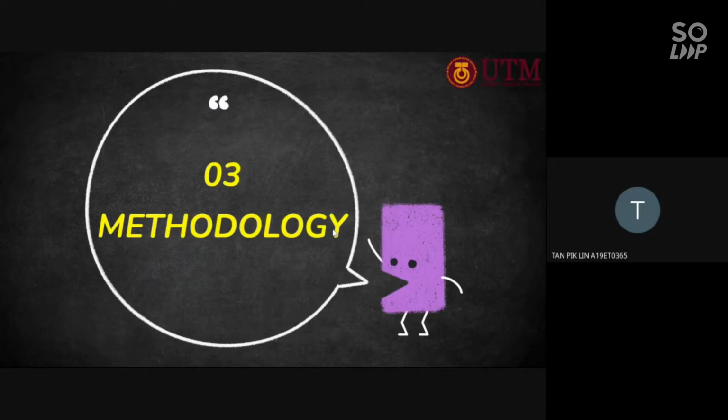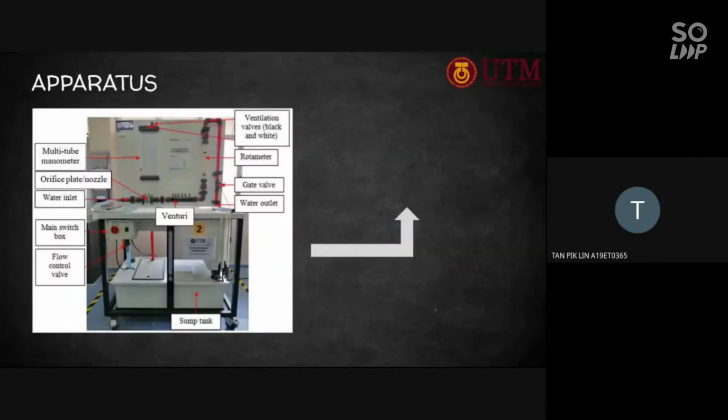So I'll be explaining the methodology. This is the apparatus that we use: multi-tube manometer, orifice plate, nozzle, water inlet, main switch box, flow control valve, white and black ventilation valves, rotameter, gate valve, water outlet, venturi, and also a tank. This apparatus will be used to carry out the experiment of the flow measurement test.